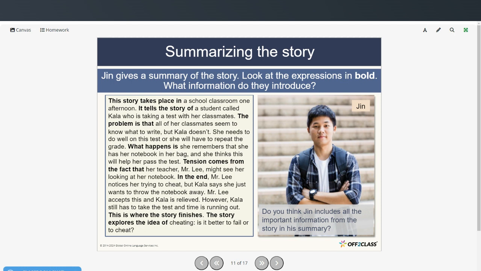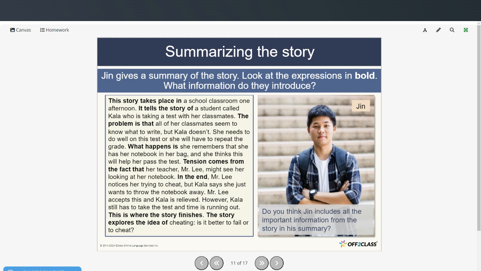In the end, Mr. Lee notices her trying to cheat, but Kayla says she just wants to throw the notebook away. Mr. Lee accepts this, and Kayla is relieved. However, Kayla still has to take the test and time is running out. This is where the story finishes. The story explores the idea of cheating. Is it better to fail or to cheat?